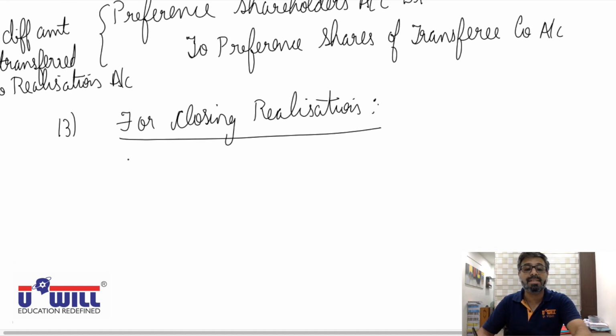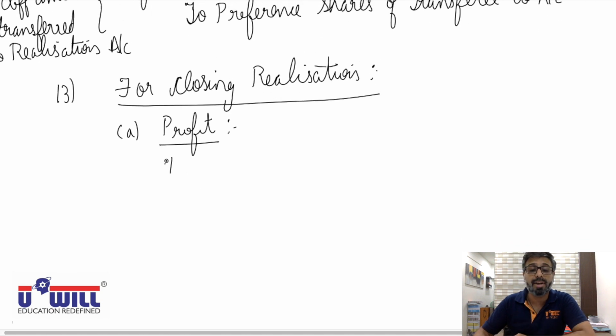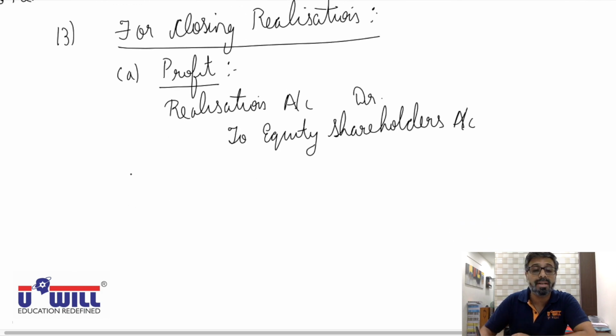However, to understand the concept, two things are possible when you close the realization account. Either you can have profit in that or loss. If you have profit, then realization will have a credit balance. I repeat, if you have profit, then the realization account will have a credit balance. To close it, you will reverse and debit the realization account. And who will get this profit? Equity shareholders account. But this entry automatically we will get when we prepare the ledger account. So even if you don't remember, it's fine.